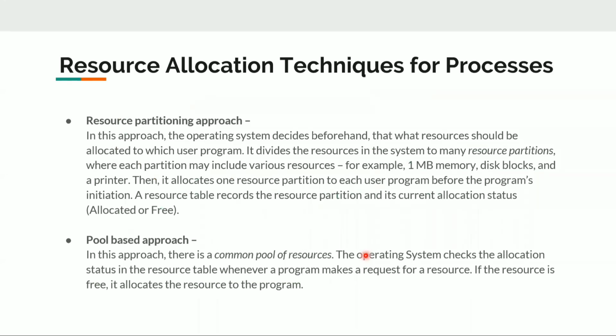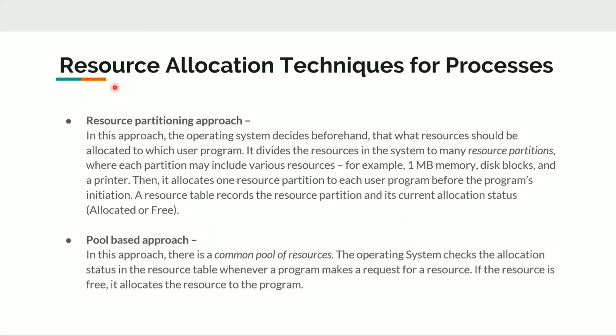So how does the operating system decide how to allocate the resources to different processes? There are two methods: the resource partitioning approach and the pool-based approach. This is basically a theory part. You just have to read it. The whole deadlock topic is, I guess, theory. Only Banker's algorithm can give you numericals if you are preparing for GATE or any other competitive exam or even in interviews. But most of the part is theory.